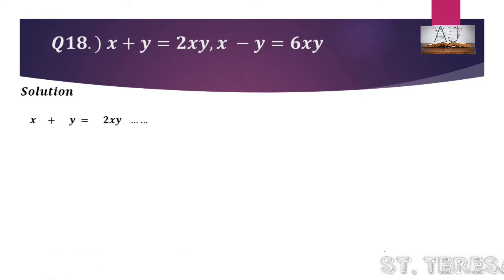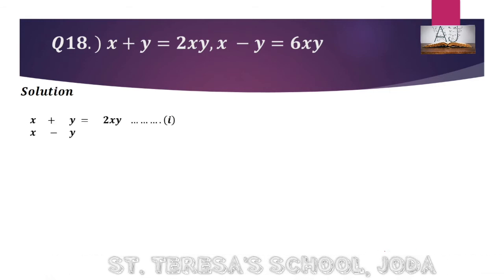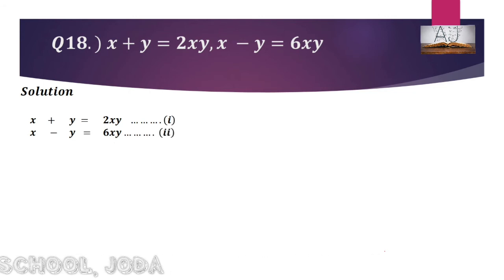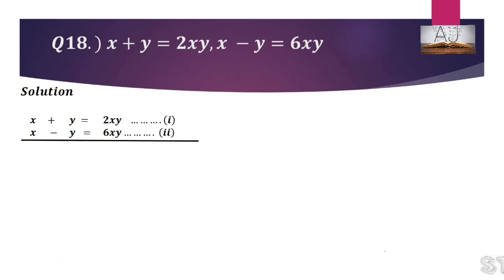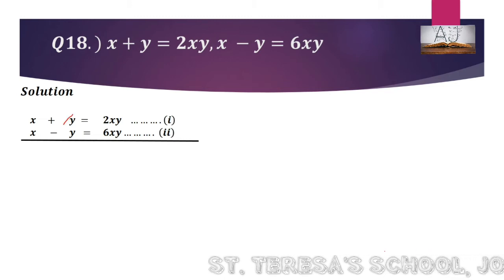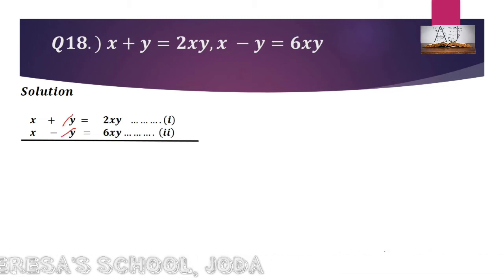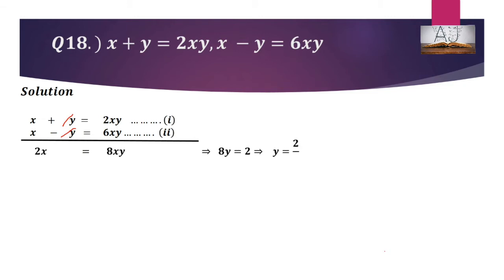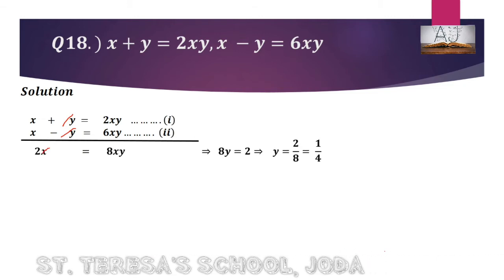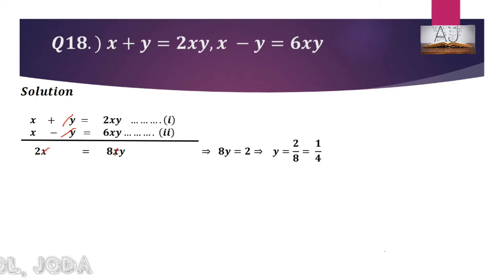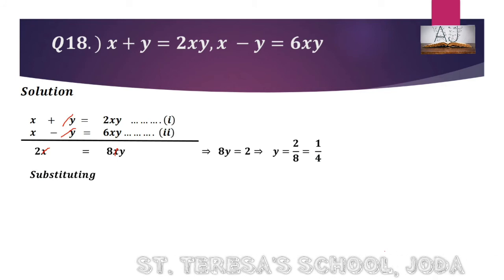Here we have x plus y equal to 2xy and x minus y equal to 6xy. Doesn't matter, we have to do in the same way. We'll write one below the other. And since the signs of y are already different, no need of changing the sign. We'll add. Just plus y and minus y gets cancelled. 2x equal to 8xy. x and x actually gets cancelled.